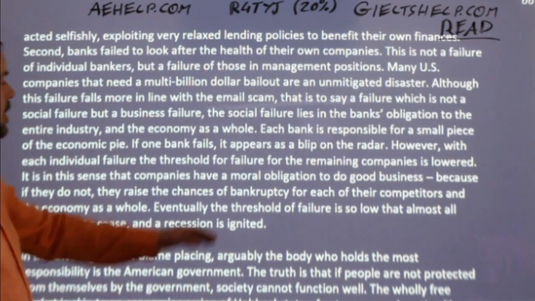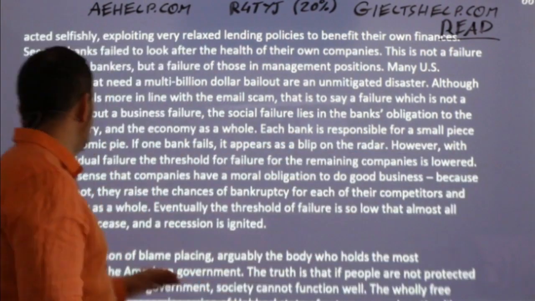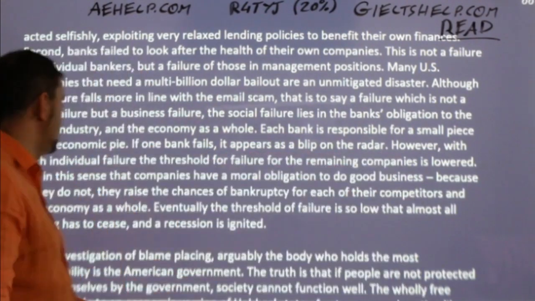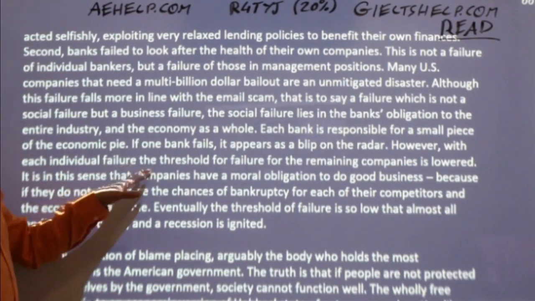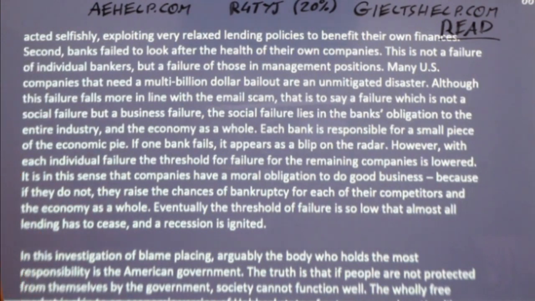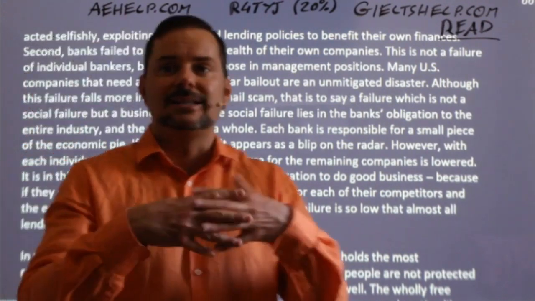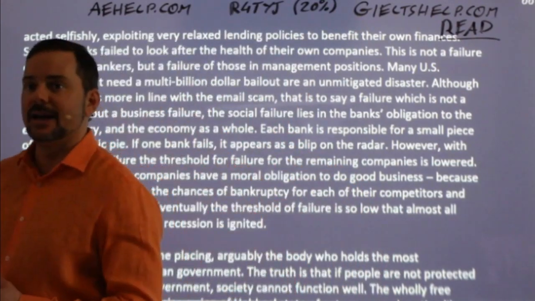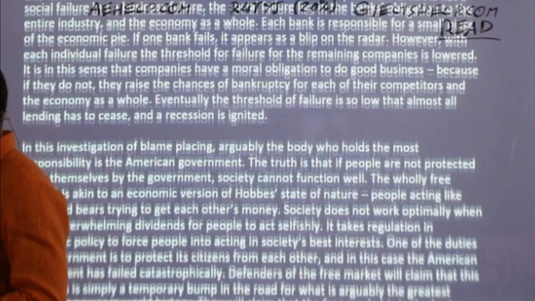So here, each bank is responsible for a small piece of the economic pie. If one bank fails, it appears as a blip. However, with each individual failure, the threshold of failure for the remaining companies is lowered. So banks have a responsibility for each other, right? So banks are not just responsible for society, individuals, but for each other, for other banks, because they're connected, right? Yeah, Tito, very good. There's a mistake at the management level of the banks. Okay. All right. So far, so good.